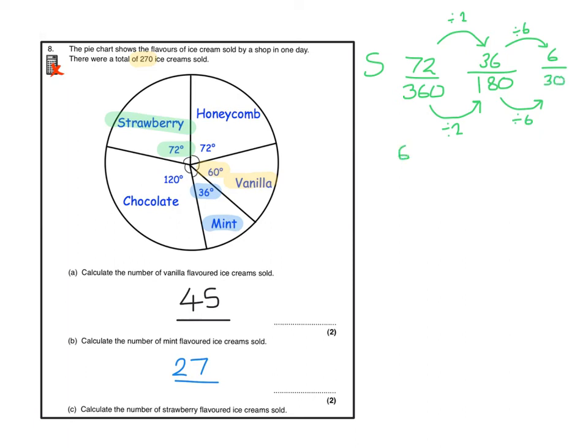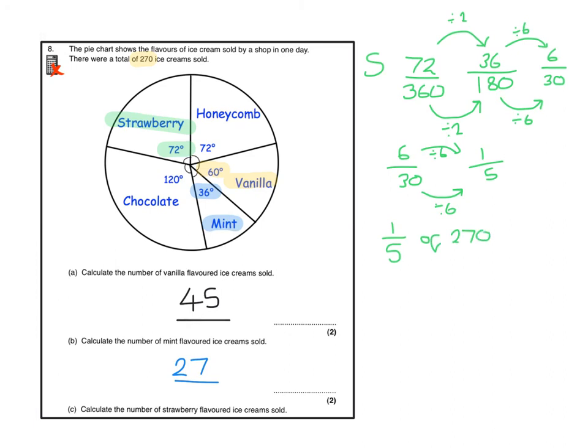Let's just copy that down here so I can carry on. And then what number goes into both 6 and 30? Well, that's 6, so I can divide by 6. 6 divided by 6 is 1. 30 divided by 6 is 5. So we've got down to a fifth. So you may have got there far quicker than that, or you can just keep going until you can't simplify anymore. But we now know that a fifth of the total 270 are strawberry ice creams.